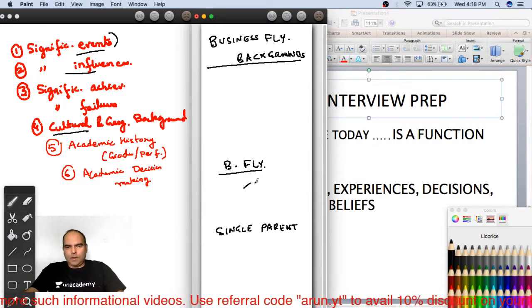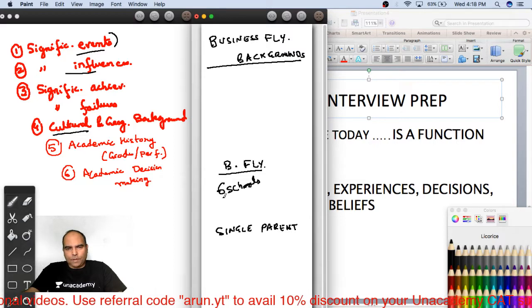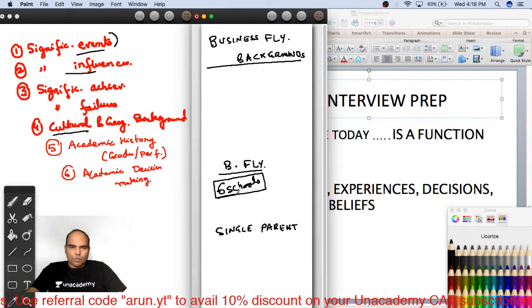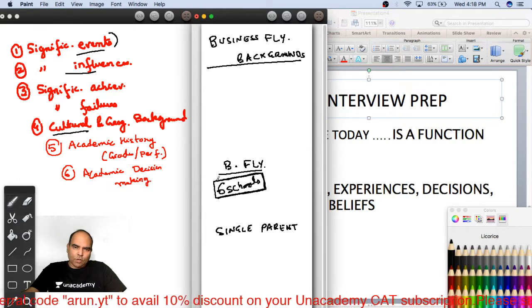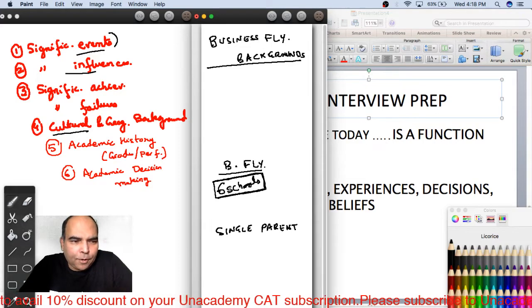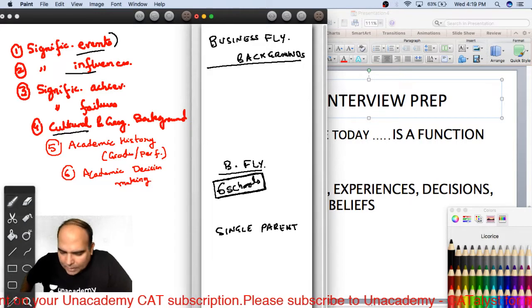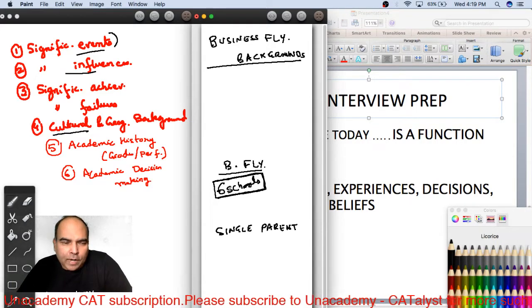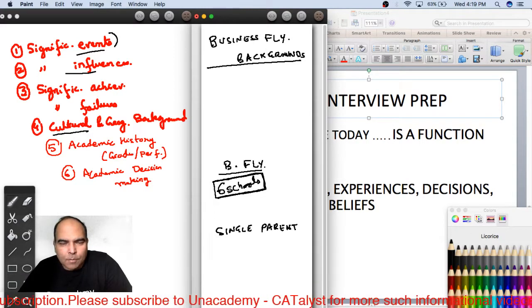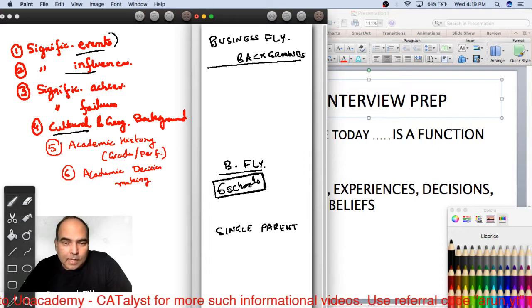So for example, let's say you've studied in 6 schools because your father comes from a transferable job, hence you changed 6 schools during your school. You can present this: sir, one of the critical influences coming from a bureaucratic family in my past life was the fact that my father being a bureaucrat, and his job being a transferable job, every 2-3 years we used to shift locations, and hence I had to shift schools.